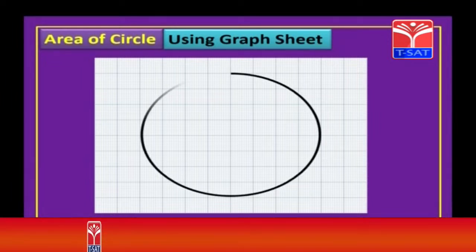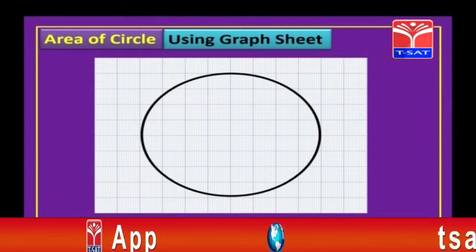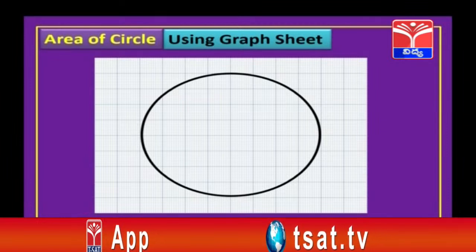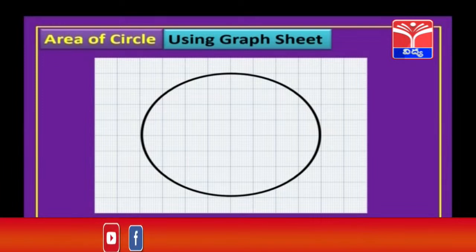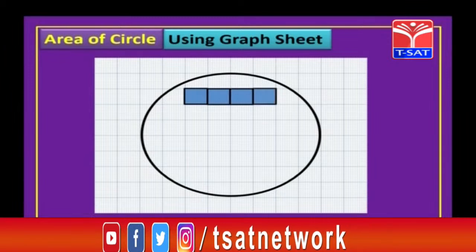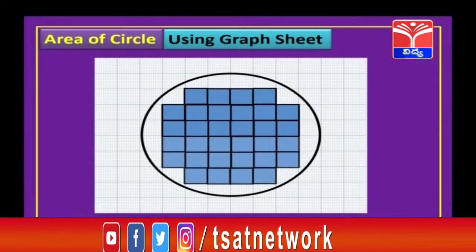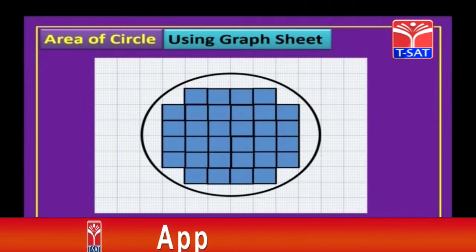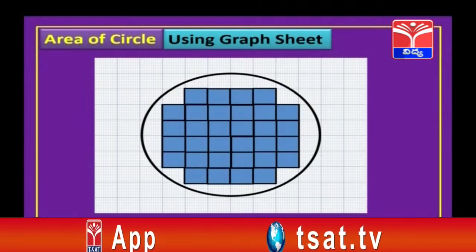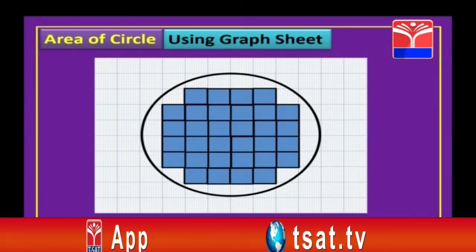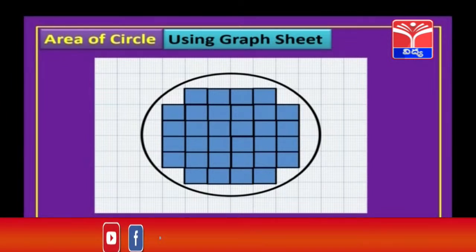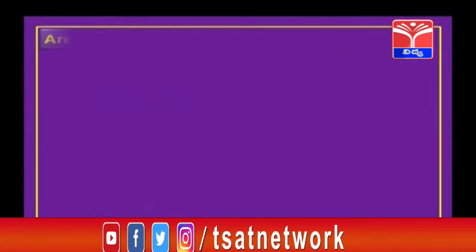Now let us draw a circle with some known radius, children. Now to find the area of the circle, what we are going to do? We are going to make small square units, as you can see, and we'll count the number of square units and we find the approximate area of the circle. But children, we do have another method where we can find the area of this circle accurately. Let us see the other way.